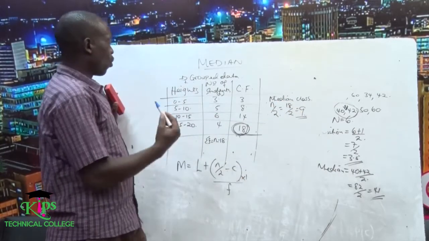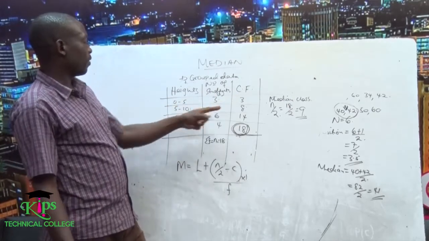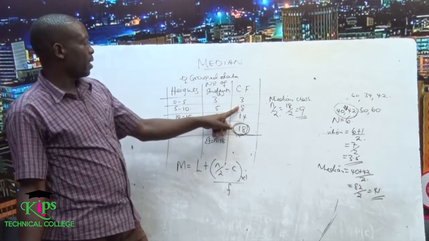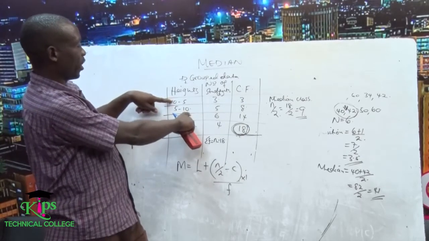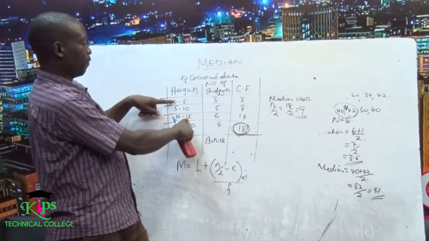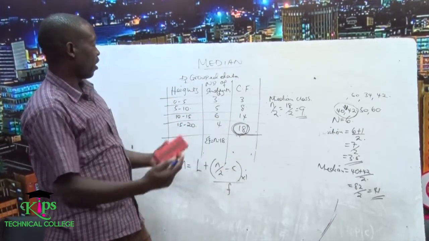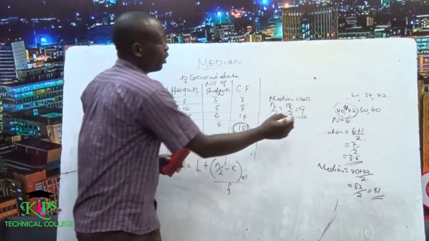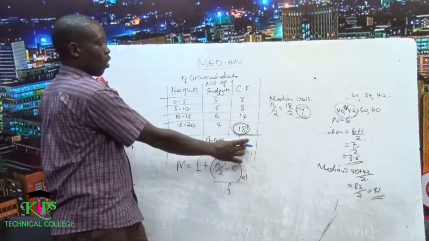9. So when we have the cumulative frequency, 3 means the first 3 students have a height of 0 to 5. 8 here means the first 8 students have a height from 0 to 10. 14 means from 0 to 15 we have 14 students, and 0 to 20 is the total number of those students, which is actually 18. So we need to locate the 9th student in the cumulative frequency column.